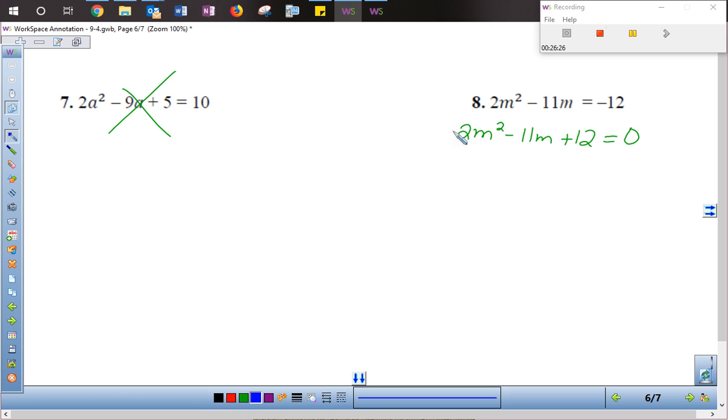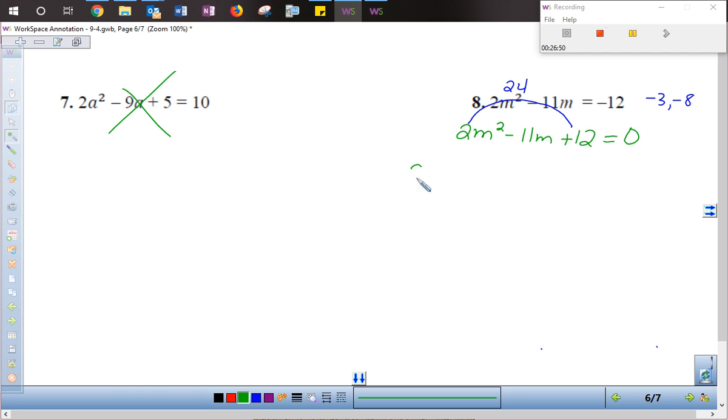Next, I want to ask if my a value is 1. Since it's not, I need to do frowny face factoring. So we're going to take 2 times 12 to get 24 and find the factors of 24 that add together to be negative 11. Pause the video, find those factors. Hopefully you got the factors to be negative 3 and negative 8.